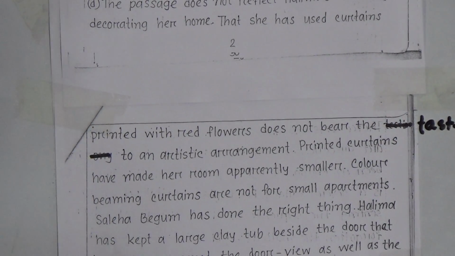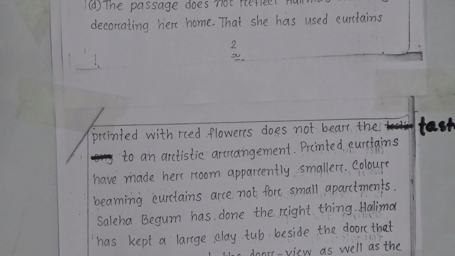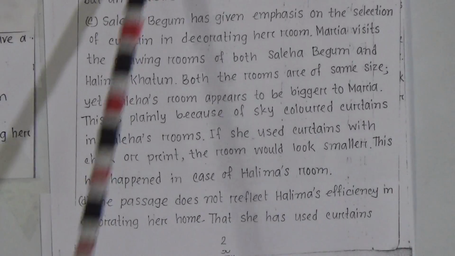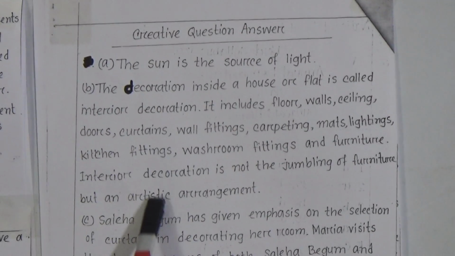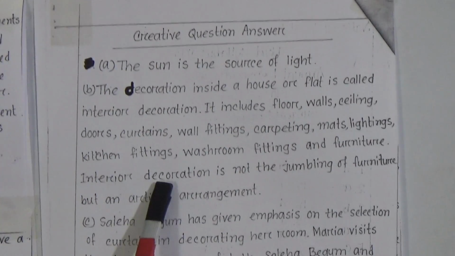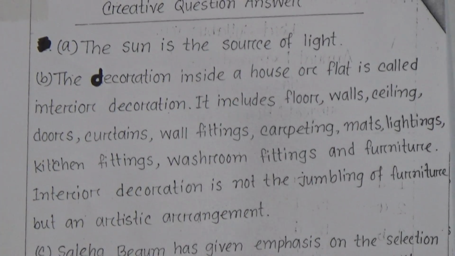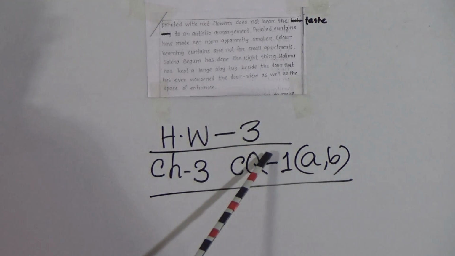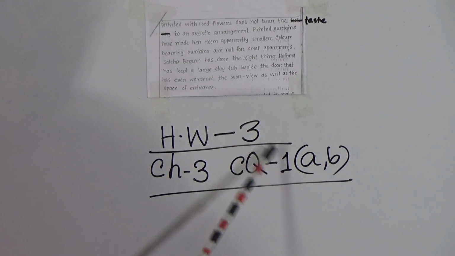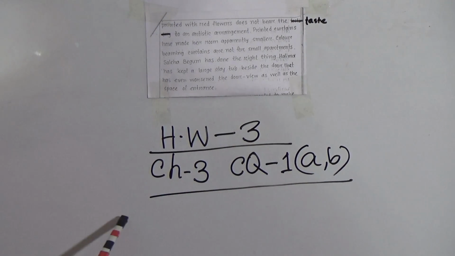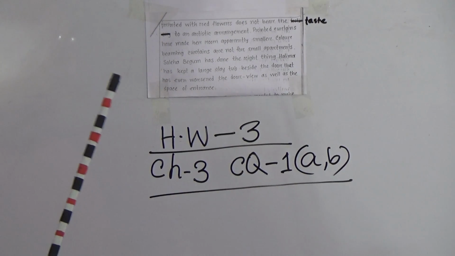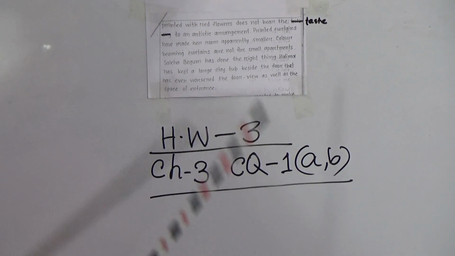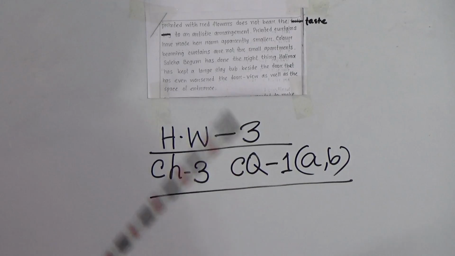And students, your HW number 3 is chapter 3, CQ number 1, A and B. That means these two, A and B, are your homework, and you must write your HW number. This is HW number 3. And students, girls, try to submit the HW. That means every student has to submit the HW properly. Okay, try to do that.